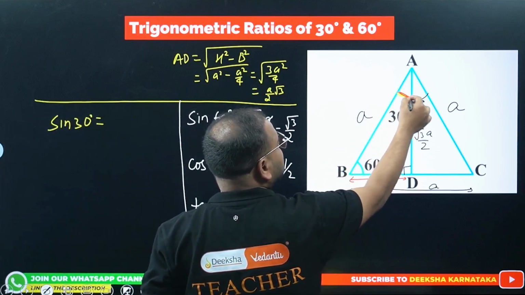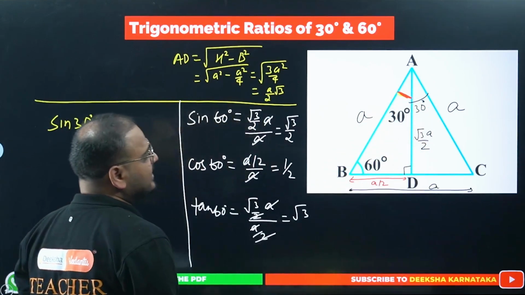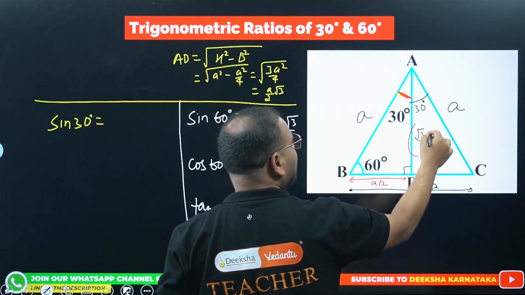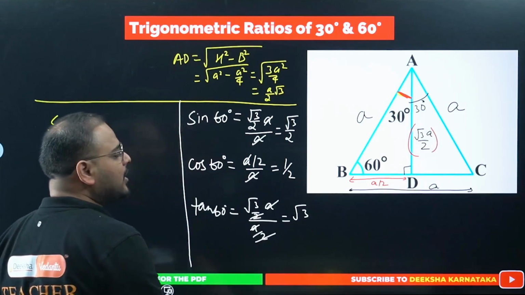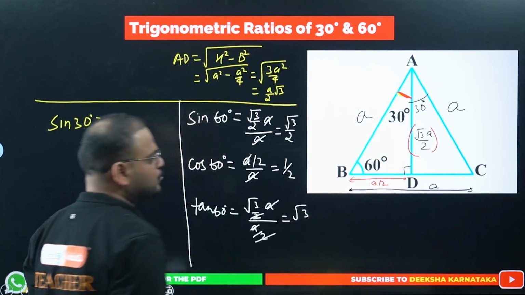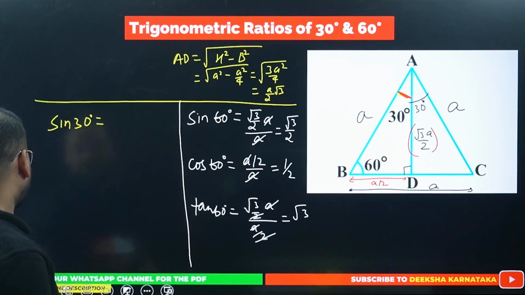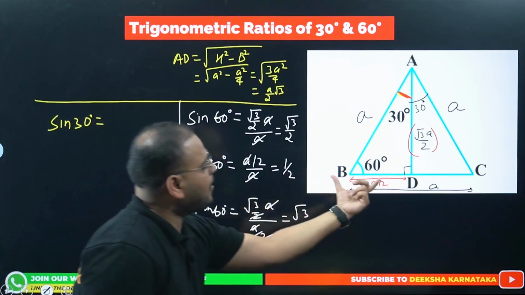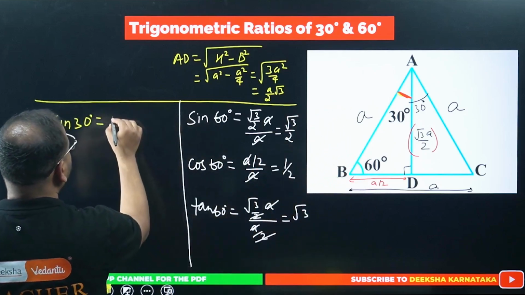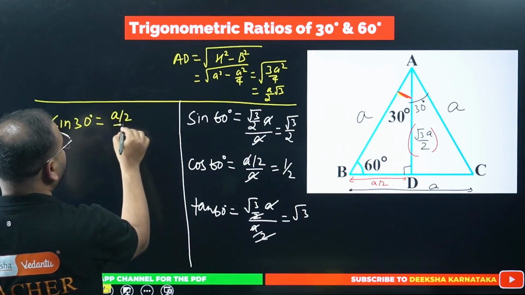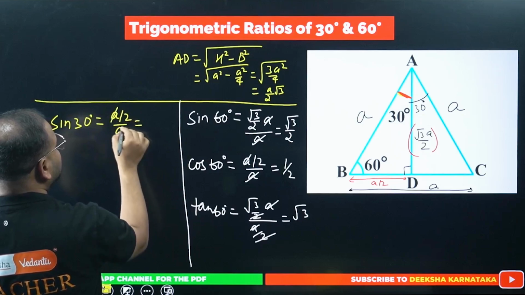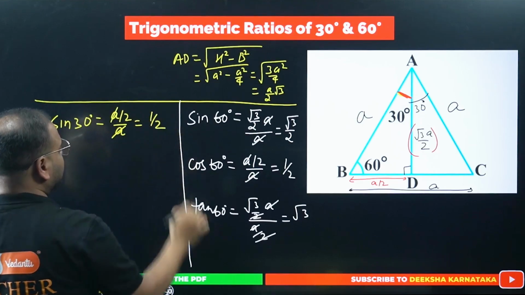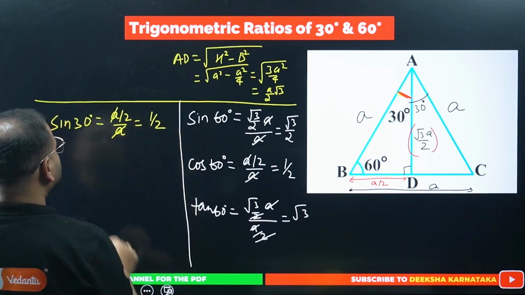Why, for this 30 degree angle, what is my adjacent side? This is my adjacent side. And what is my perpendicular or opposite side? A by 2. Okay, the hypotenuse will remain the same. Let's move on. So sin 30 will be the perpendicular or opposite by the hypotenuse. So A by 2 by A, the A will cancel. Answer is 1 by 2. Okay, sin 30 is done.